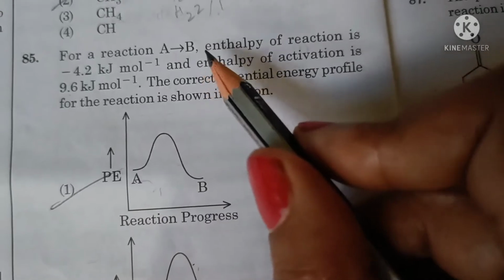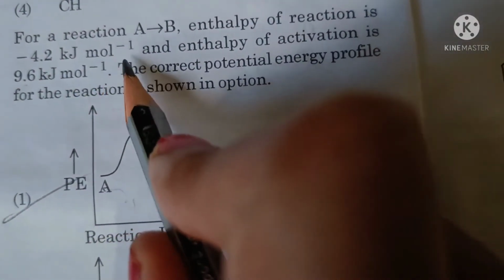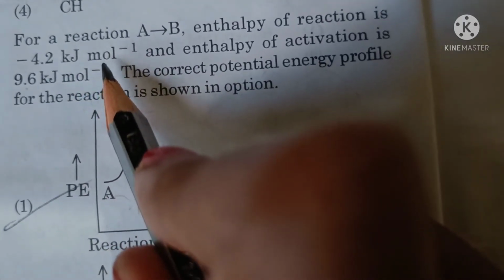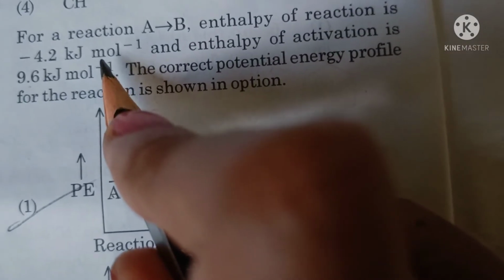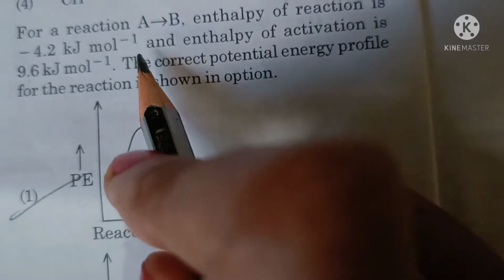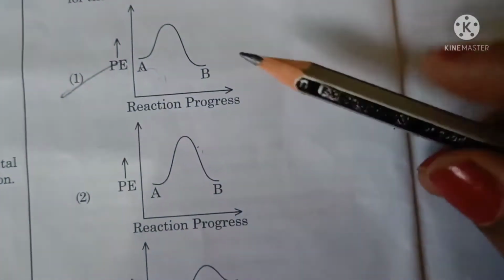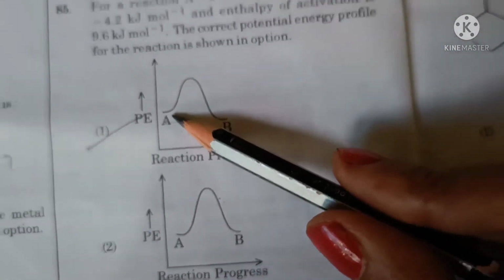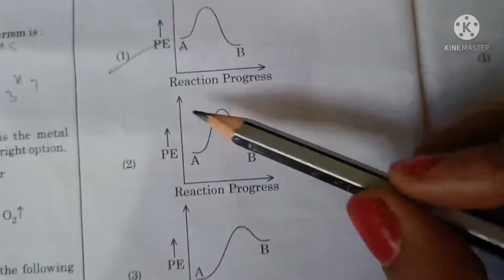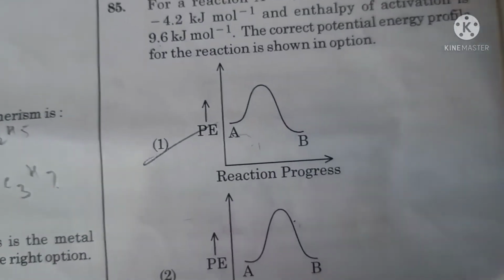For a reaction A into B, the enthalpy of reaction is minus 4.2 kilojoules per mole. That means it is an exothermic reaction, where the energy of reactants is greater than that of products, so that the extra energy is released in the form of heat. Enthalpy of activation is 9.6 kilojoules. So the correct potential energy profile will be the one where the energy of reactant is greater. Option 1 is the only graph having greater energy of reactants, so option 1 is the correct answer.